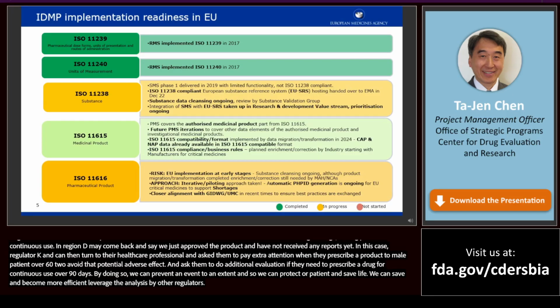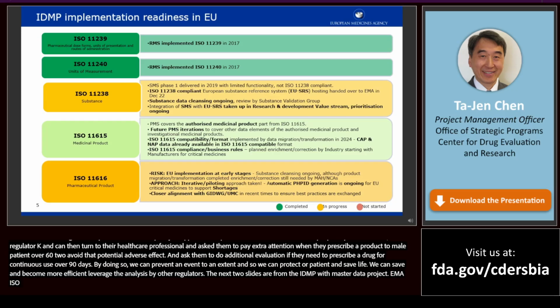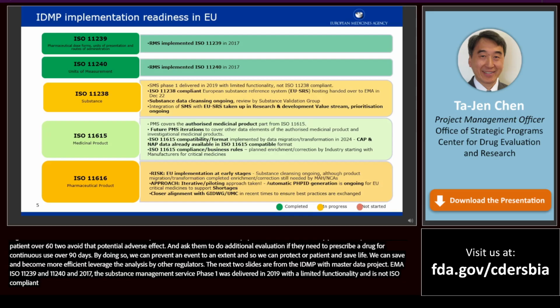The next two slides are from Isabel Chicaro. EMA implements the IDMP with their SPOR Master Data project. EMA implemented ISO 11239 and 11240 in 2017 with their Referential Management Service, the RMS. Substance Management Service Phase 1 was delivered in 2019 with limited functionality and is not fully ISO 11238 compliant. EMA then took over an ISO 11238 compliant EU SRS and integrated it with SMS.